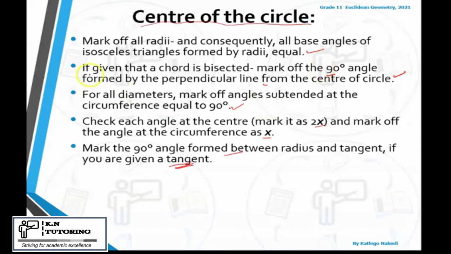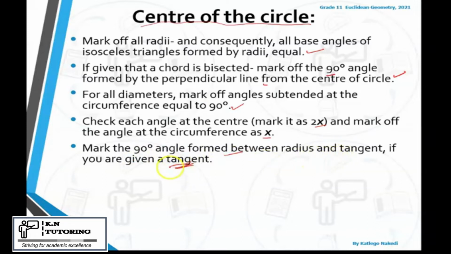Number 2, it says, if given that a chord is bisected, mark off the 90-degree angle formed by the perpendicular line from the center of the circle. Very, very important. For all diameters, mark off angles subtended at the circumference equal to 90 degrees. Check each angle at the center, mark it as 2x, and mark off the angle at the circumference as x. I'm sure you know what theorem this one is: angle at center is twice the angle at the circumference. And then lastly, mark the 90-degree angle formed between radius and tangent if you are given a tangent.